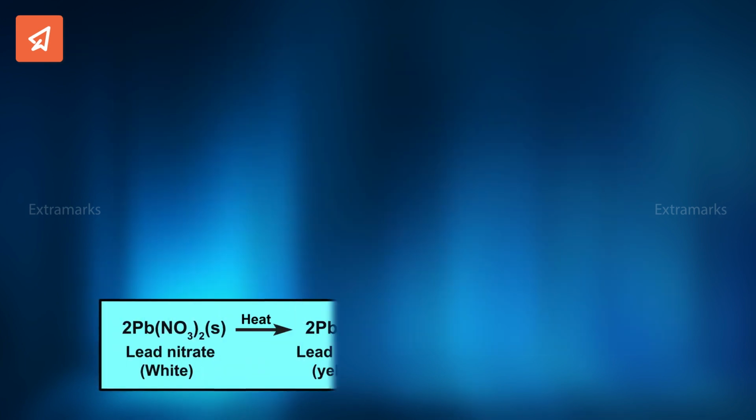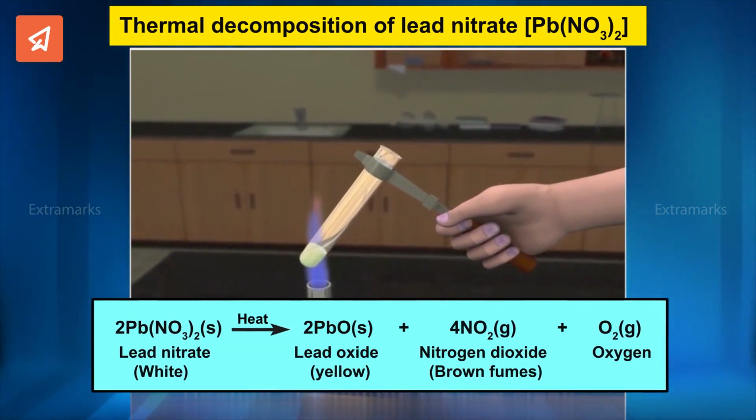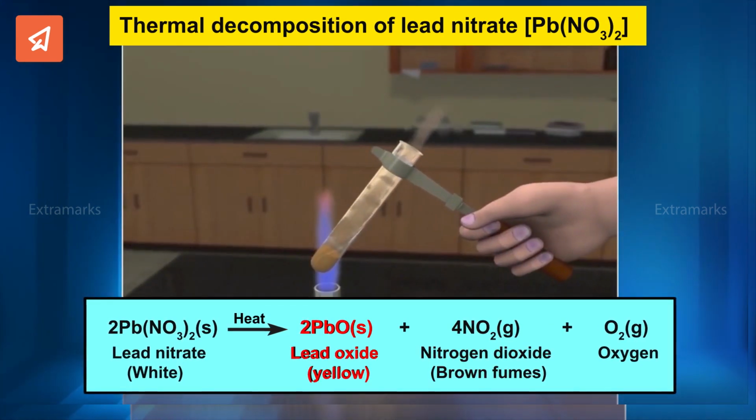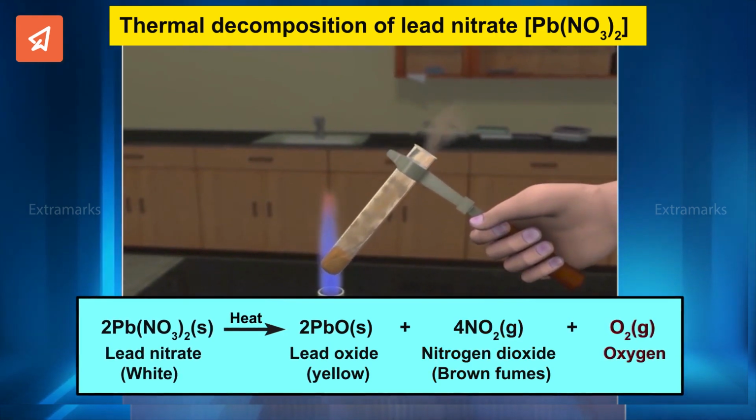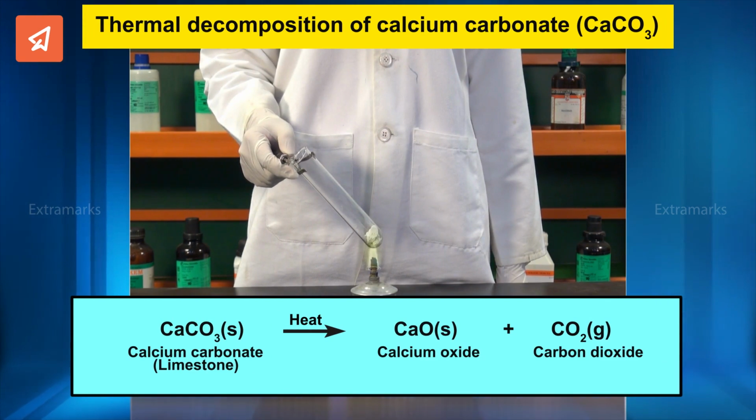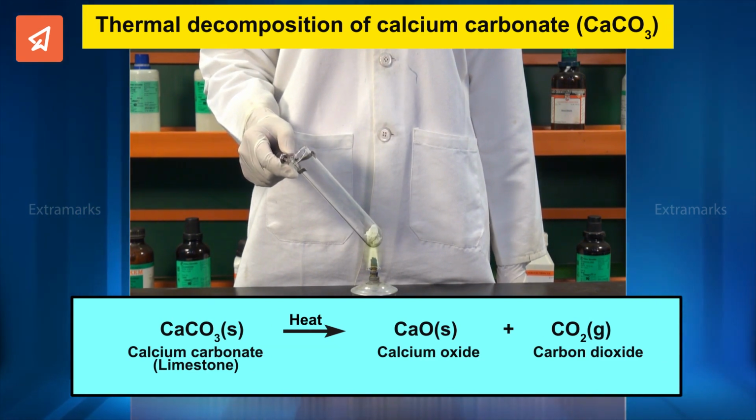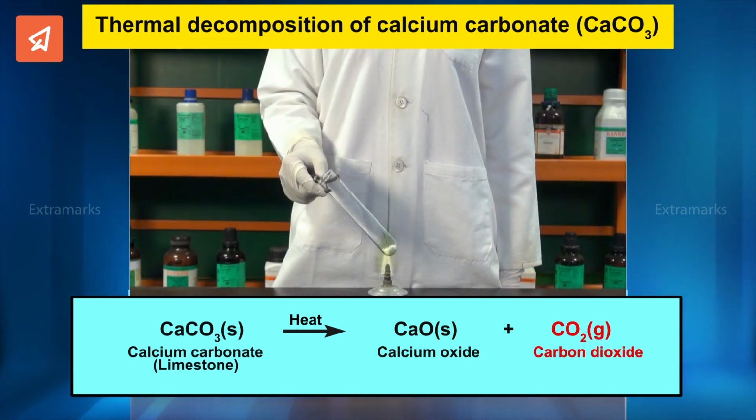Lead nitrate, a white-colored substance, also gets decomposed to produce yellow-colored lead oxide. During the reaction, a brown-colored nitrogen dioxide gas is evolved along with oxygen gas. An important example of thermal decomposition reaction is the decomposition of calcium carbonate or limestone, which results in the formation of calcium oxide and carbon dioxide.